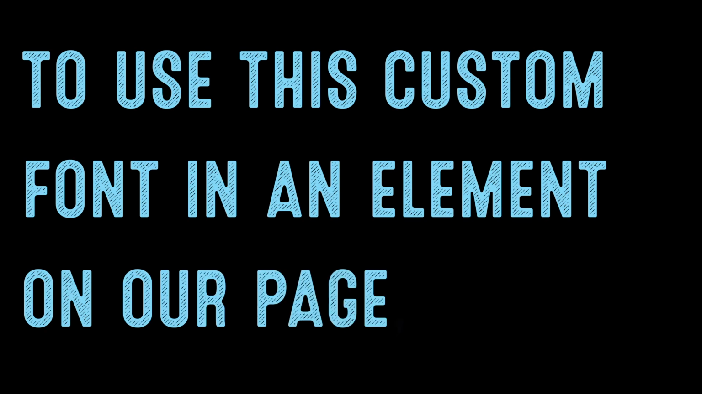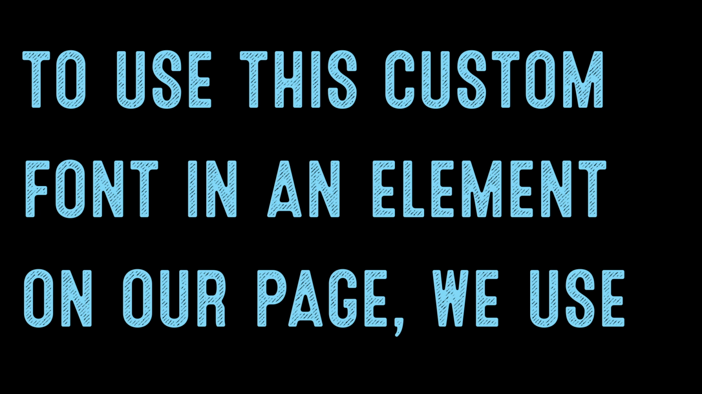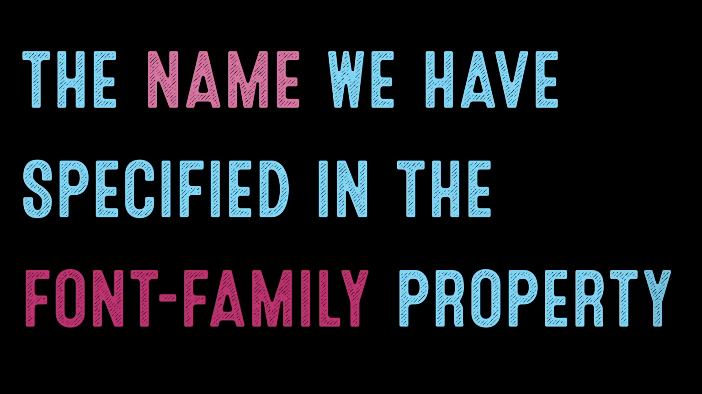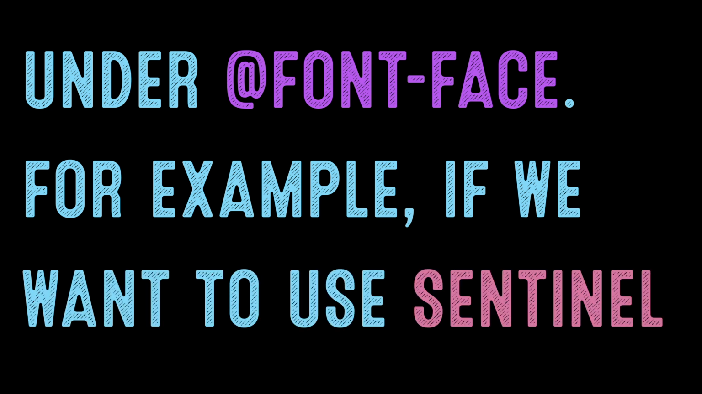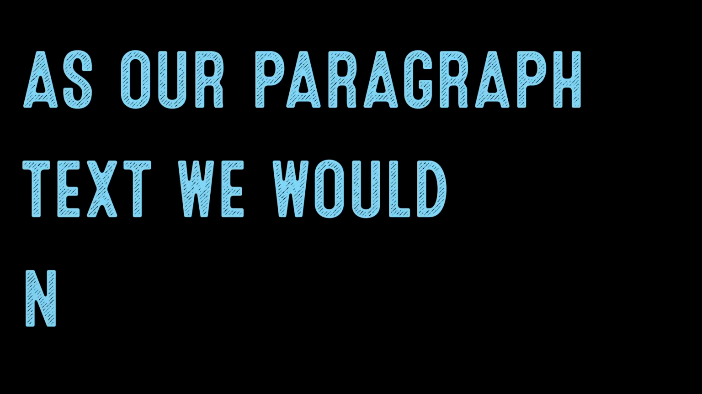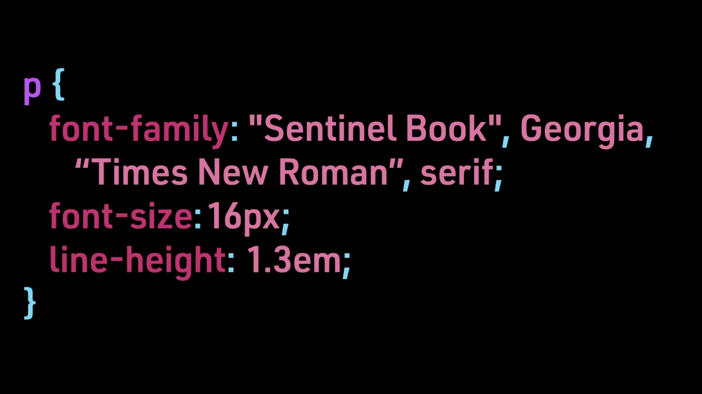To use this custom font in an element on our page, we use the name we have specified in the font family property under @FontFace. For example, if we want to use Sentinel as our paragraph text, we would now write p, font-family: "Sentinel-book" in quotation marks, Georgia, "Times New Roman" in quotation marks, serif. Font size 16 pixels, line height 1.3 em.